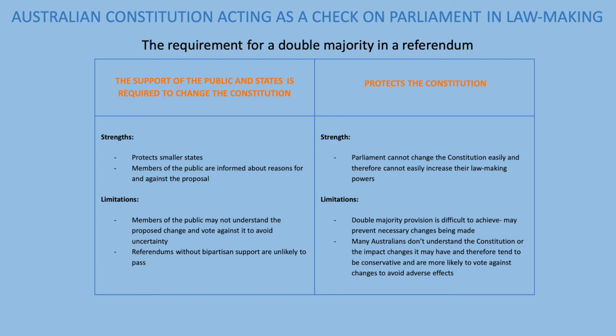Also, many Australians don't understand the Constitution or the impacts that it may have, and therefore tend to be conservative and are more likely to vote against the changes to avoid adverse effects. So if you're not well versed in the Constitution, you may be more inclined to vote no to the proposed changes as a means of avoiding the ramifications that may come about because of the new change.